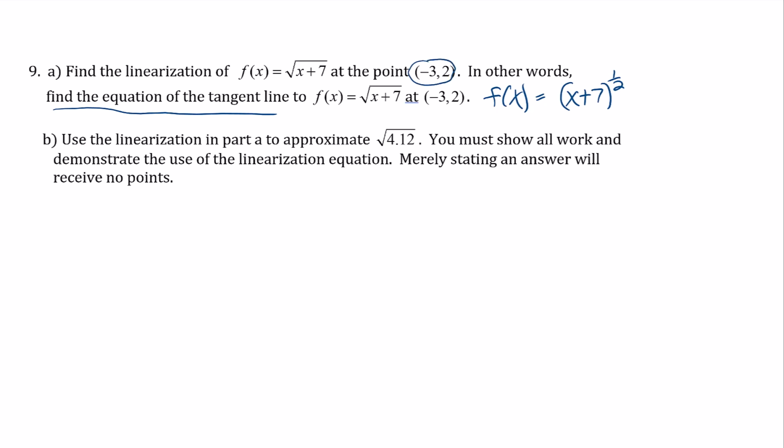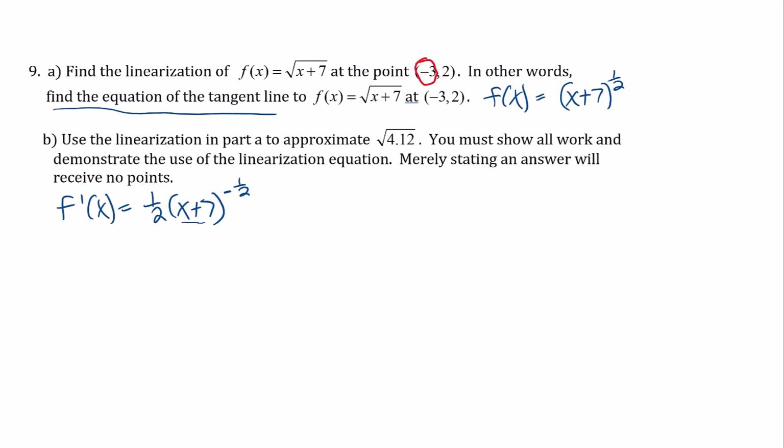So let's take a derivative. I'm going to put it down here. F prime of x is going to equal 1/2 power out in front, x plus 7, decrease the power by 1, -1/2. Don't forget the chain rule, but the derivative of what's inside is a 1, so there won't be anything else there. All right, so now that will give us the slope of the tangent line at any given point. We want to know it when the x is -3.